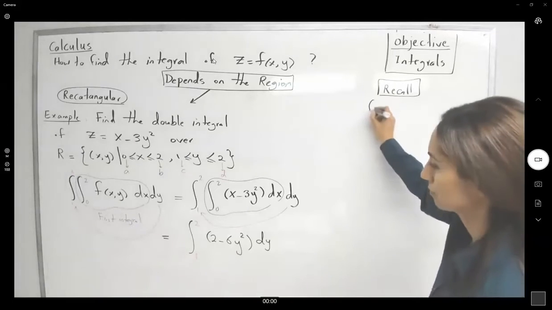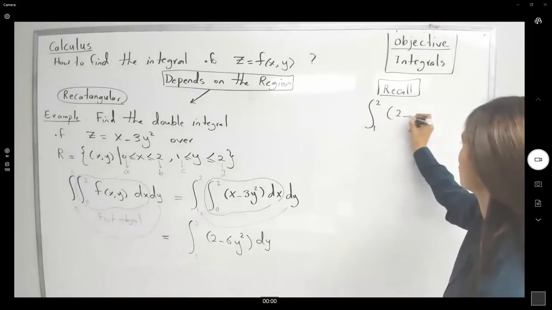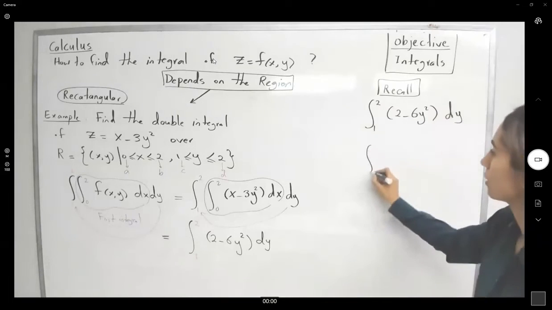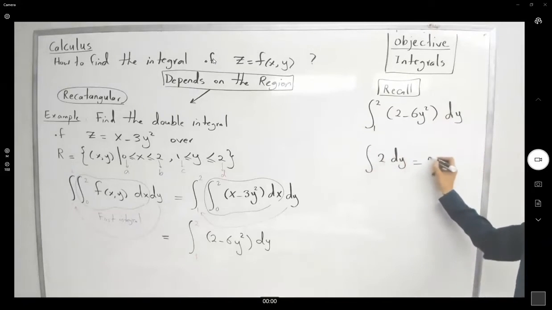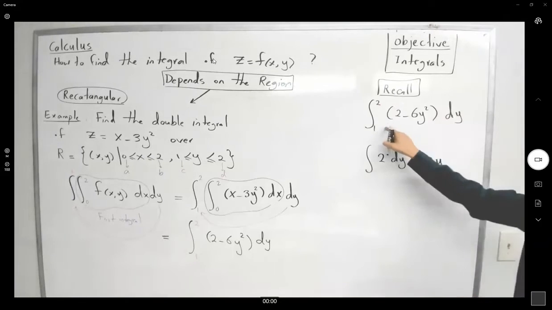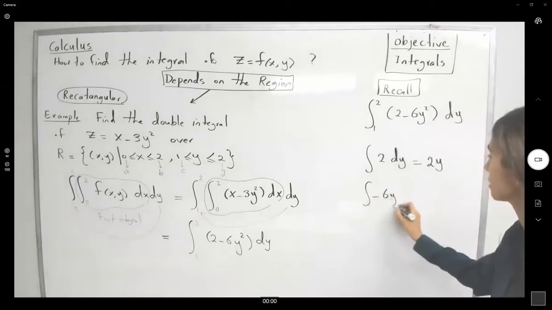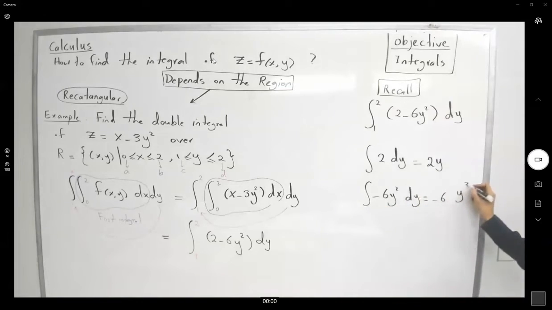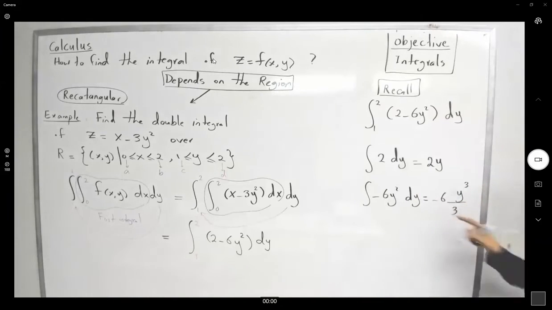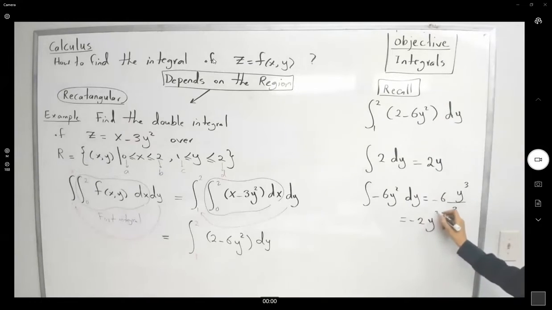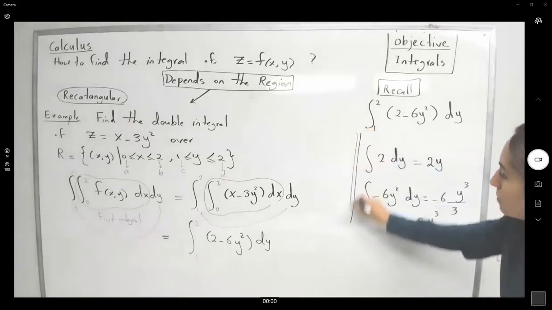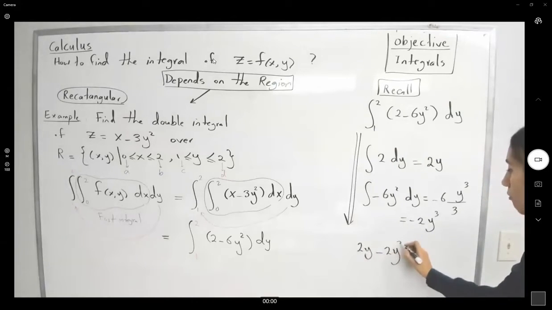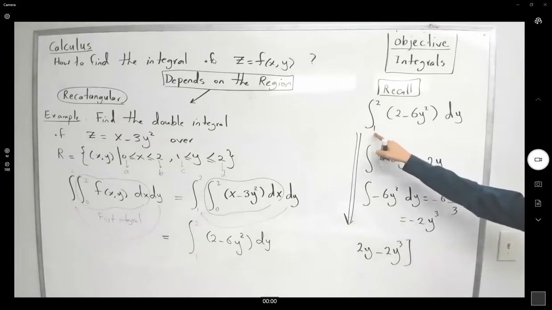The integral from 1 to 2 of 2 minus 6y squared dy. Well, the integral of a constant dy is 2y. The integral of negative 6y squared dy, you copy down your negative 6, y to the third divided by 3, which is negative 2y to the third. So this integral becomes 2y minus 2y cubed as your y changes between 1 to 2.